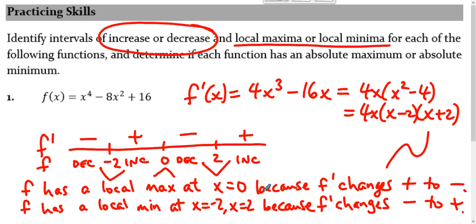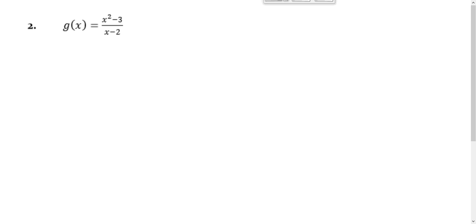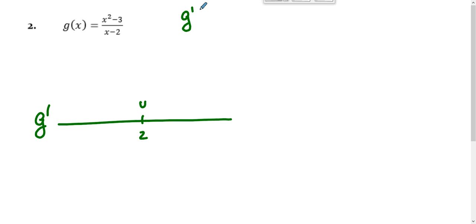So this is the most basic sort of question you can be asked about intervals of increase or decrease, local maxes, local mins. Number 2, again, I'd love to be able to set up some kind of chart for g prime. There's already one place that's going to give us trouble because the function is undefined at 2. There's an asymptote at x equals 2. So let's try to take a look at what g prime is doing.